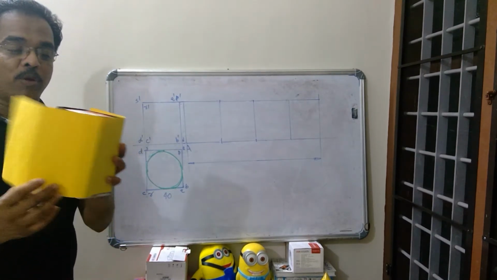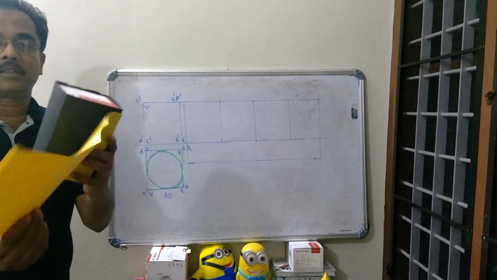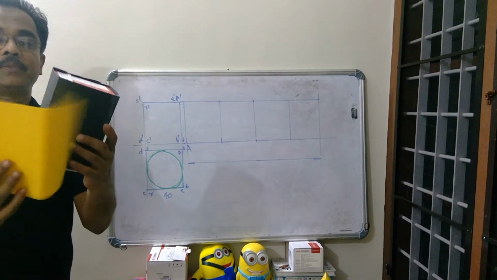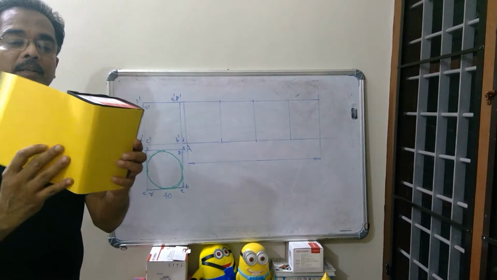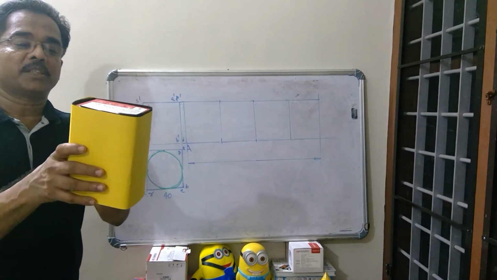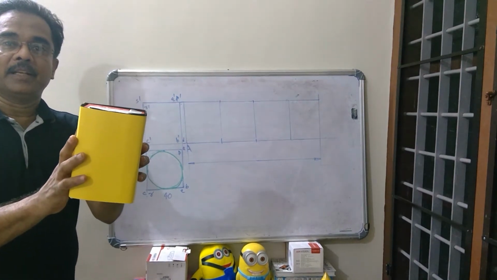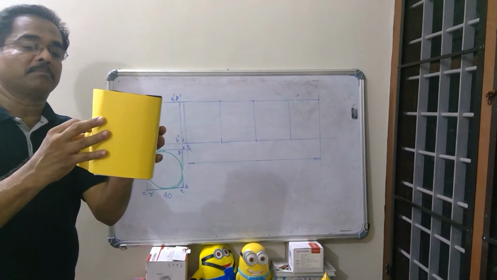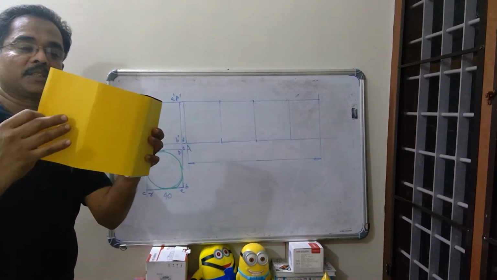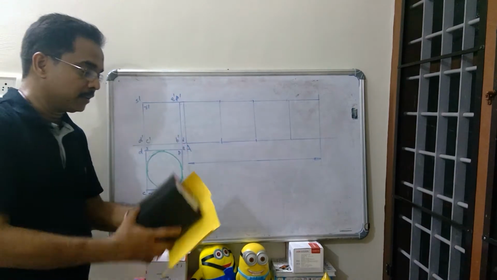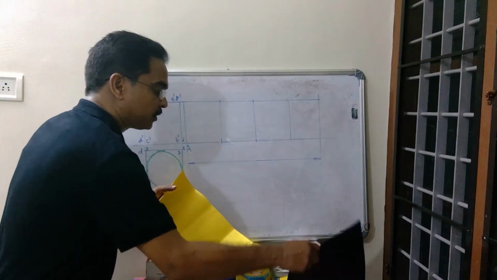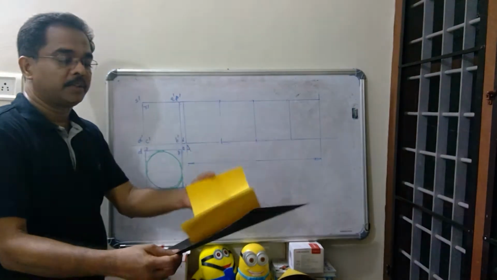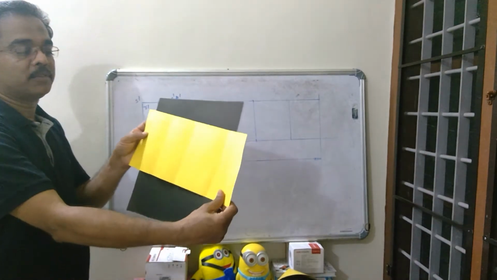I'm wrapping this box with a sheet of paper. Now I'm spreading and unfolding this sheet of paper and spreading it on a surface. Okay, so I'm spreading it on a surface like this.